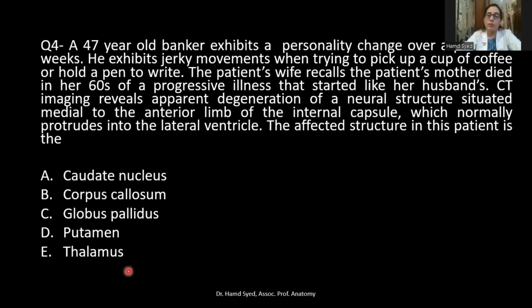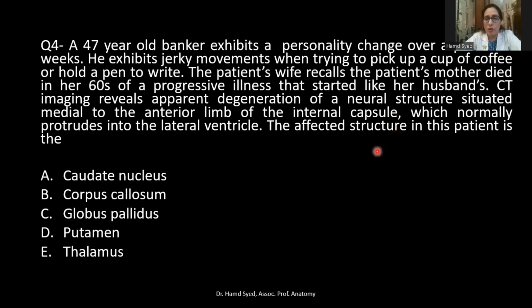Then comes the scenario in which there is a 47-year-old banker and he exhibits a personality change over a course of a few weeks. He has jerky movements when trying to pick up a cup of coffee or hold a pen to write. The patient's wife recalls the patient's mother died in her 60s of a progressive illness that started like her husband's. CT imaging reveals apparent degeneration of a neural structure situated medial to the anterior limb of the internal capsule, which normally protrudes into the lateral ventricle.